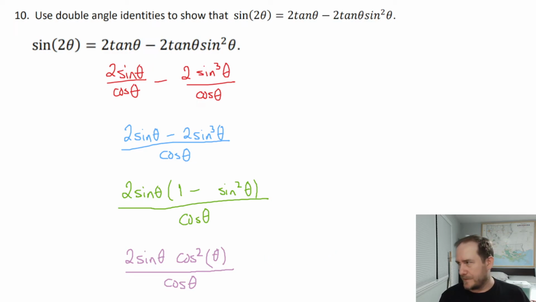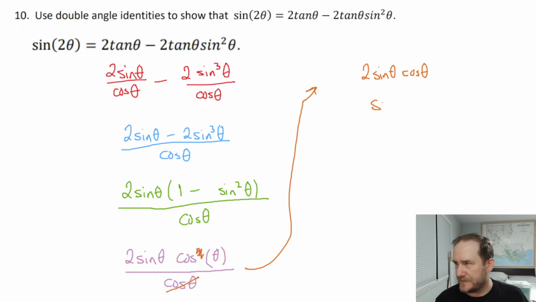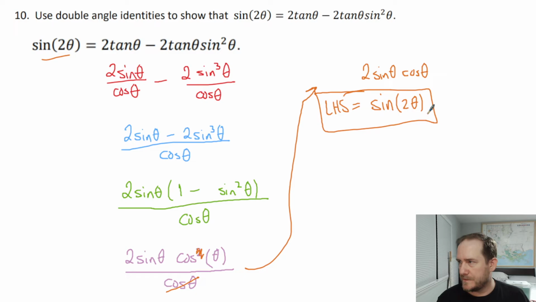Which means now that we're done. We can cancel this cosine with one of these cosines. Let's go up to the top. We now have 2 sine theta cosine theta, which is sine of 2 theta, which is of course what we wanted it to be. So the left hand side does indeed equal that. So we're done.